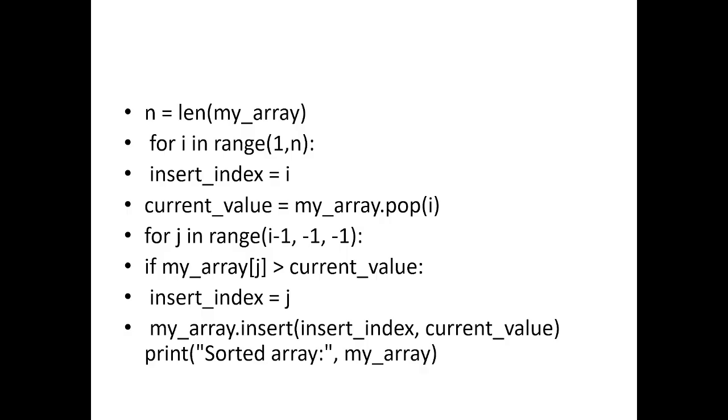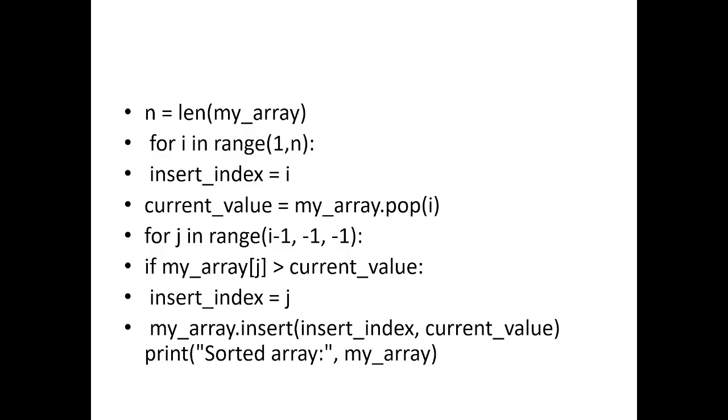First, we have to get the length of the given array by using the length function. We have to iterate the steps from index 0 to n, the entire list of n elements. The first one: we can assign the value of the first position to the insert index, and we have to get the current value by using the pop function.